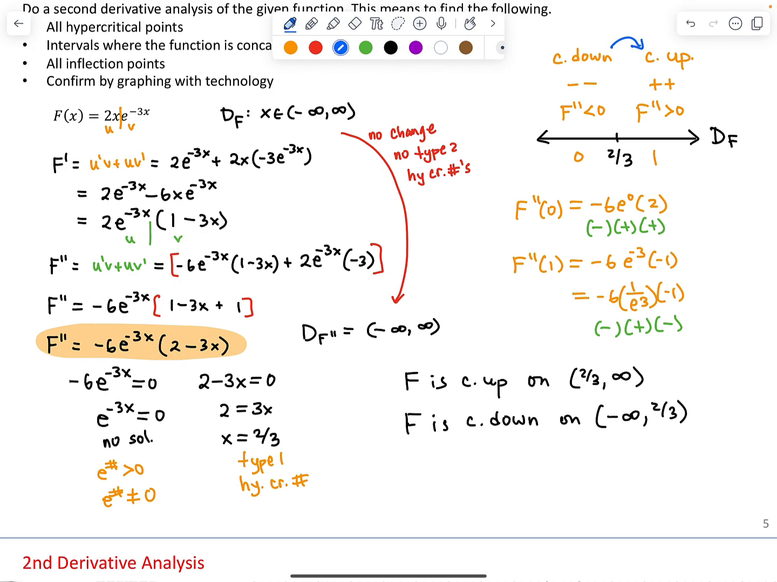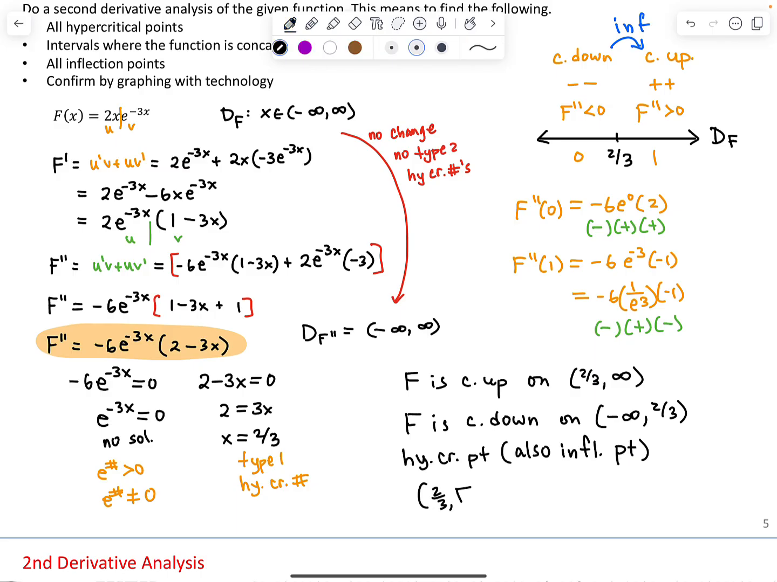We do have a change in concavity, so our hypercritical point will be an inflection point. We'll be at 2/3, comma, capital F of 2/3. So I look at my original function and plug in 2/3 for x. 2 times 2/3 is 4/3. Negative 3 times 2/3 is negative 2, which we could write this point as 2/3, comma, 4 over 3e squared. And this is our inflection point.